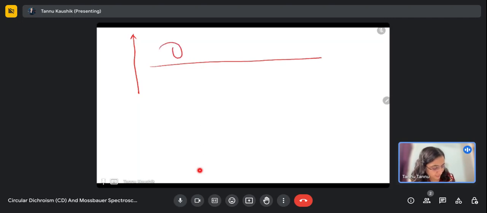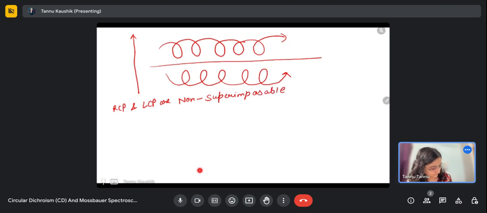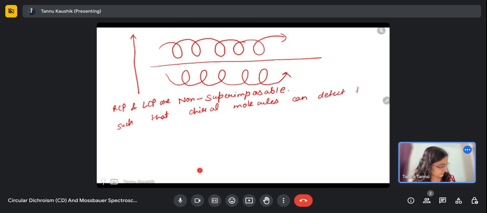And this right hand circularly polarized light and left hand circularly polarized light are non superimposable, such that chiral molecules can detect the difference between these two lights.